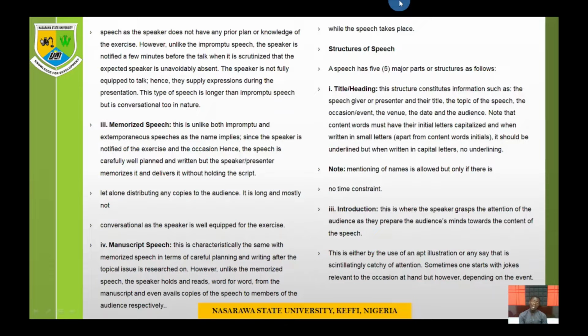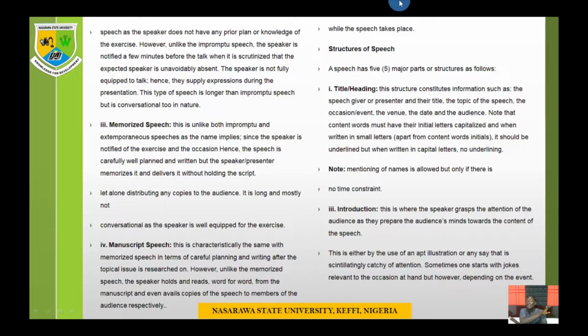Content words must have their initials capitalized, while function words do not have their initials capitalized. So the same rule applies to writing the heading or title of your speech. For instance, when the title of your speech is "Being a Speech Presented by Dr. Augustine Nkume," the B in "being" is capitalized because, although it is a function word and not a content word, it is the starting word.